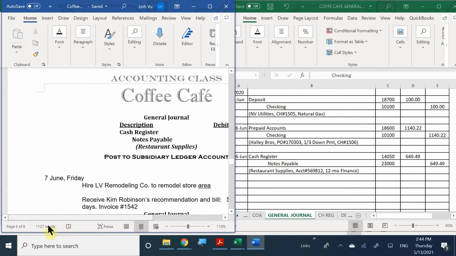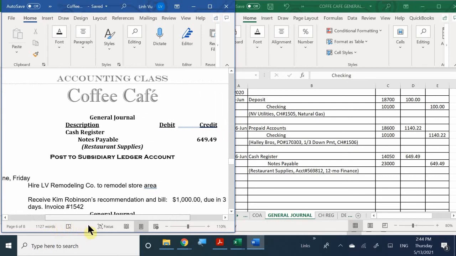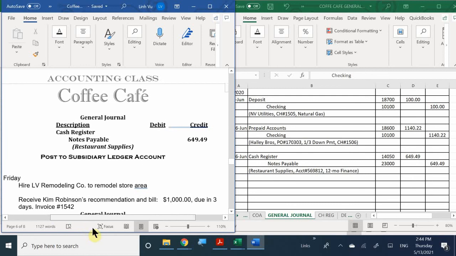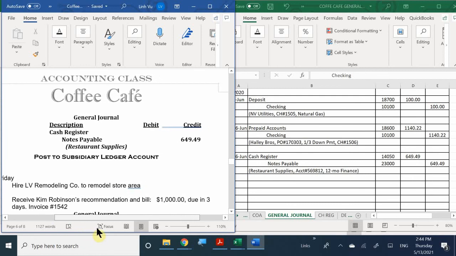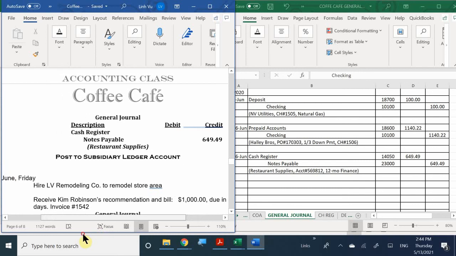So on the 7th of June, Friday, we decided to hire LV Remodeling Company to go ahead and remodel our store. So we hired Kim Robinson to do some consulting, give us some ideas on how we should design our store. And now we hired and contracted LV Remodeling to go ahead and execute that consultant. So therefore, we just hired this company.